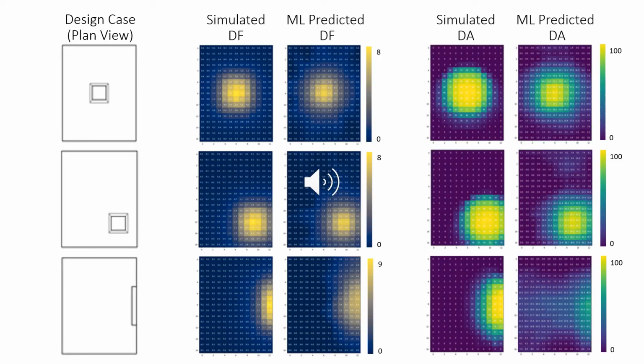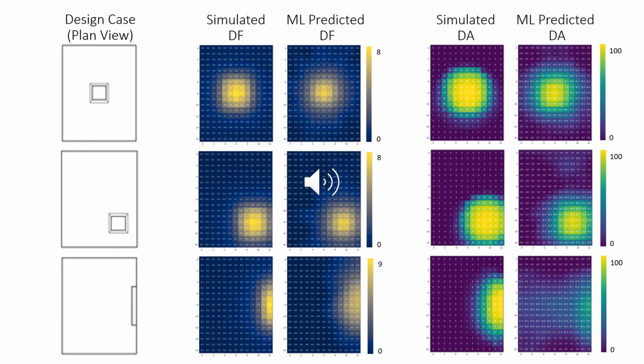In addition to the 20,000 parameterized cases used to train and test the models, we created 3 design cases that we used to further evaluate the tool's application in the design field. The first 2 cases, shown in the top and middle rows, have the same pyramid skylight located in 2 different places in the ceiling, and the third case, shown in the bottom row, has a long narrow light well located flush against the wall.